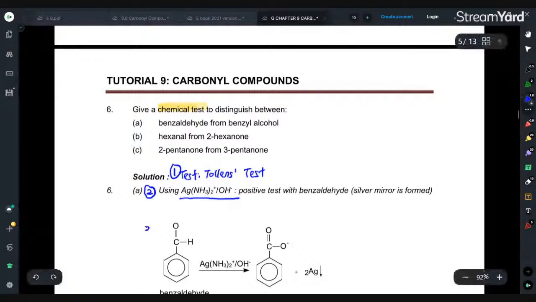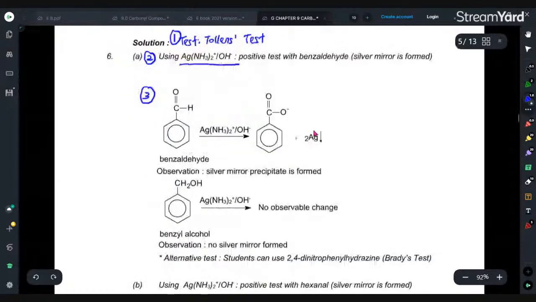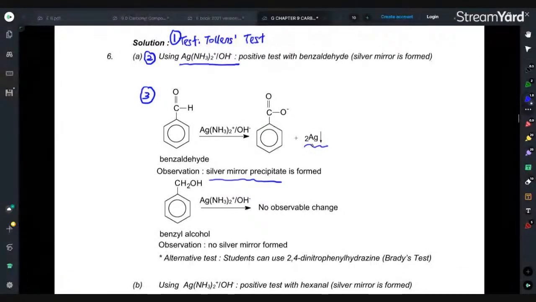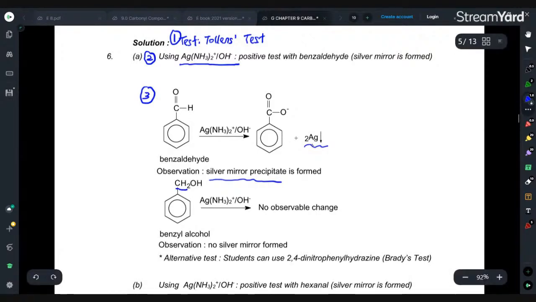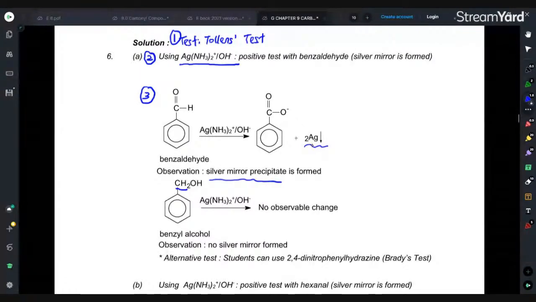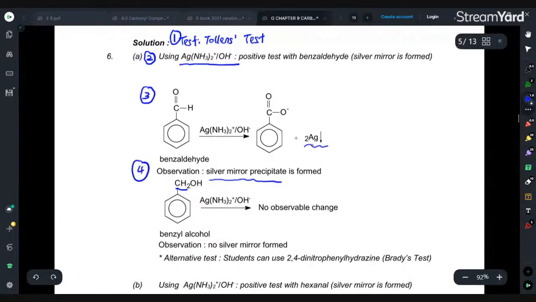But now we move on to 3. 3 is about the equation. This is benzaldehyde reacting with Tollens reagent, so it will form silver mirror. This one is the silver mirror formed, and this is the product, C double bond O negative. Just copy everything and then O negative. You have to remember the equation. For this one, this is benzyl alcohol. Benzyl alcohol won't react with silver, so just write no observable change, and the observation: no silver mirror forms. So this is 3 equation 1, 4 observation 1, 5 equation 2, 6 observation 2.